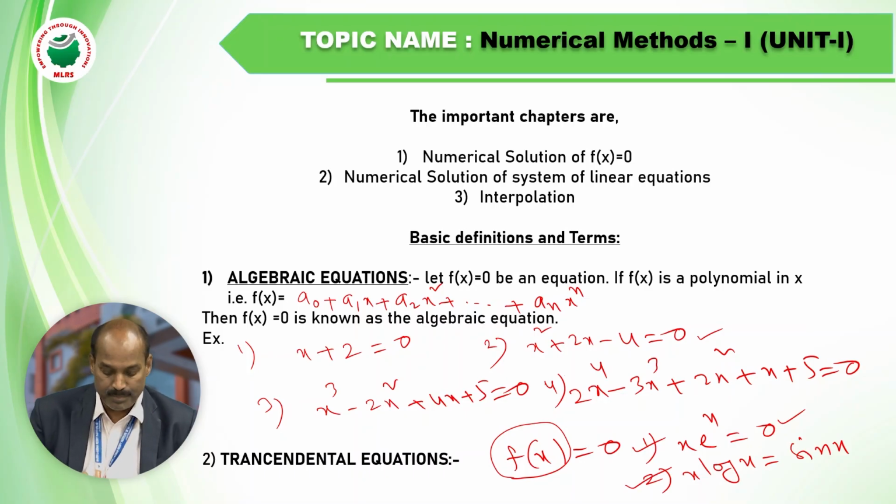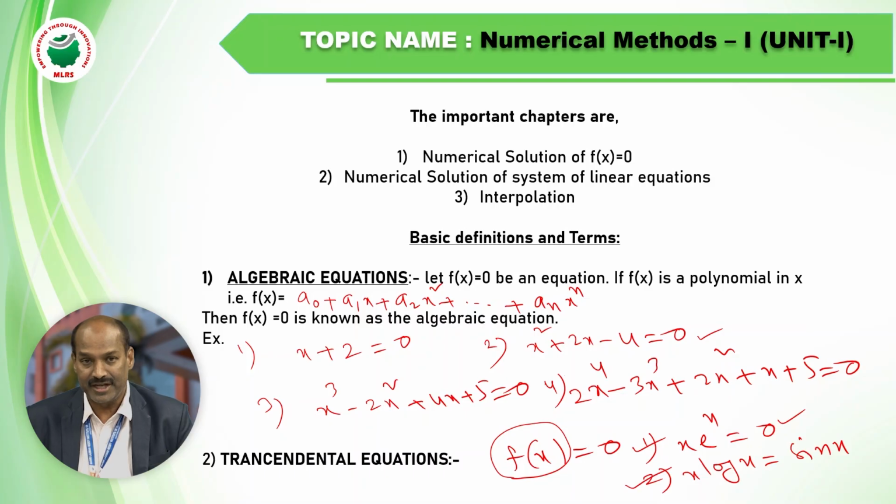So from this part, I can conclude that equations are classified into two categories. One is algebraic equations and the second one is transcendental equations. In the given equation f of x is equal to 0, if f of x is a polynomial, then it is an algebraic equation. If f of x is not a polynomial and involves special functions like logarithmic, exponential, trigonometric, etc., those equations are called the transcendental equations.